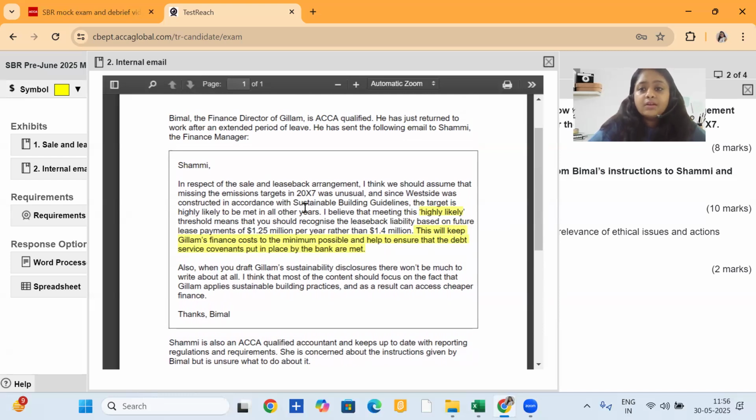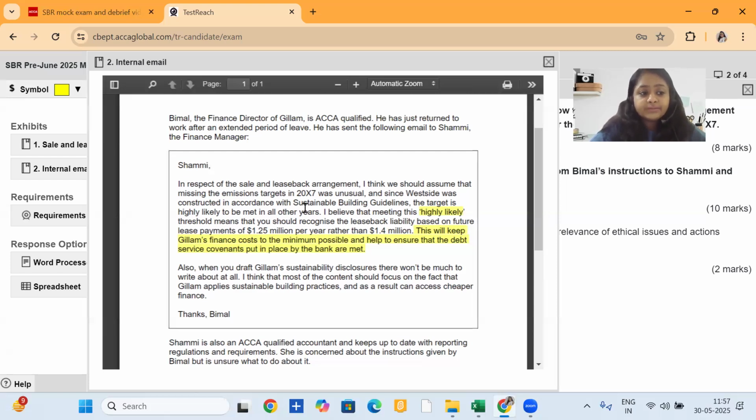So how you should be giving away your response: you should be giving away the response that, in the email from Shami to Bimal, highlighted the emission targets that were set up by the entity, or no, it's a sale and lease back, so that was set up by the lessor to be achieved. However, in 20X7, the targets were not achieved. Bimal is expecting to achieve the targets, and the chances of it are highly likely for the upcoming years.